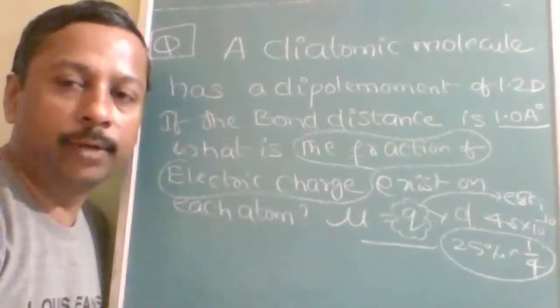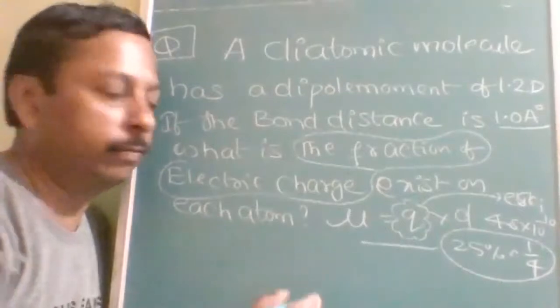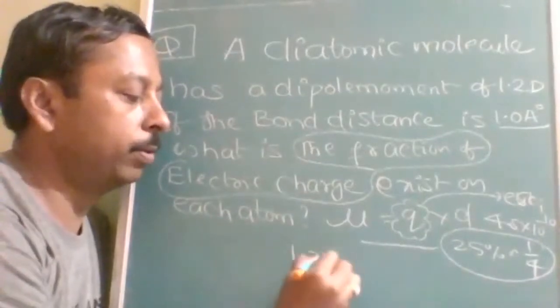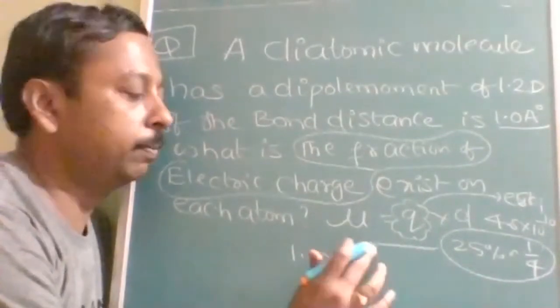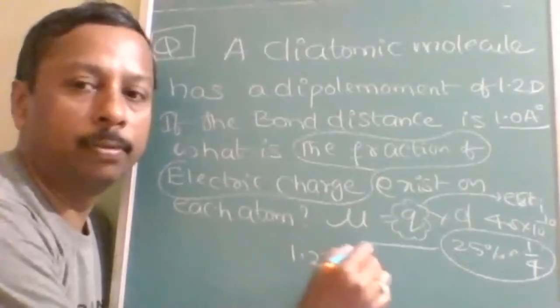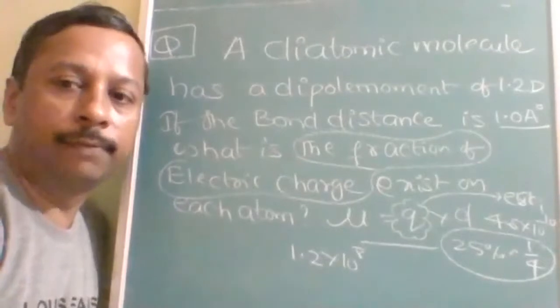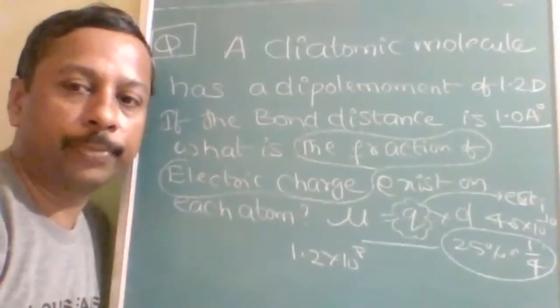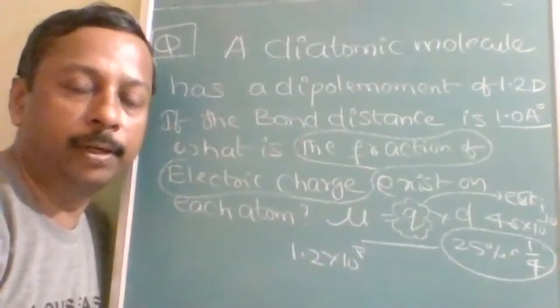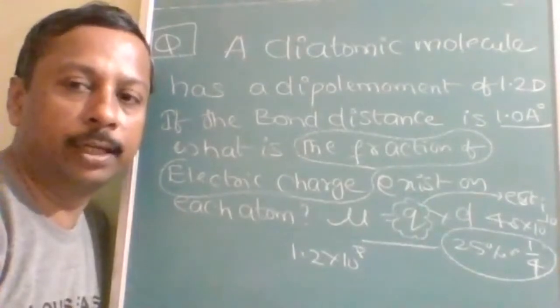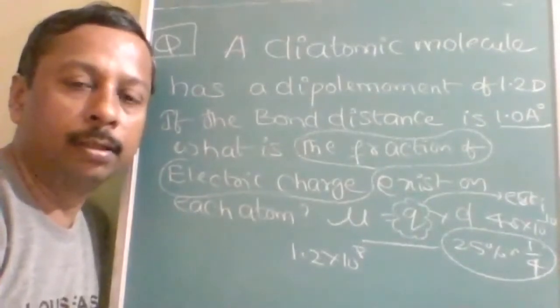What is the Q value? You should get it as 1.2 into 10 to the power of minus 8. But when you convert it into the fraction, it will be 1.2 by 4.8, that is 1 by 4. That is 25% you will get.